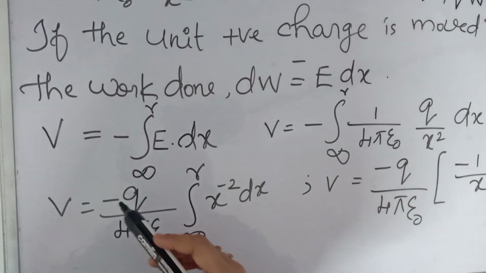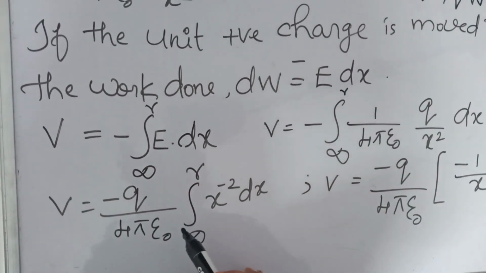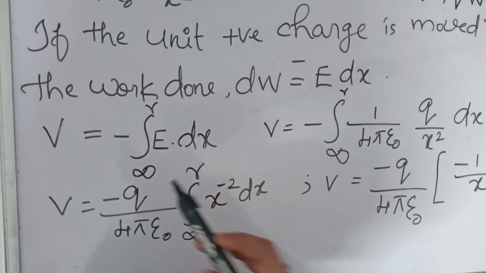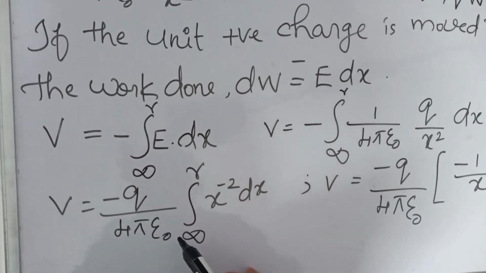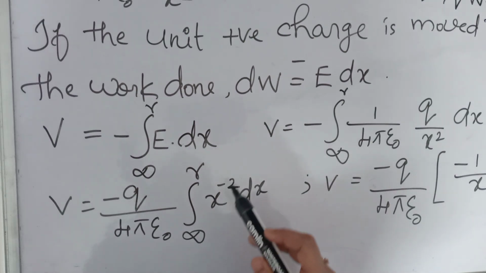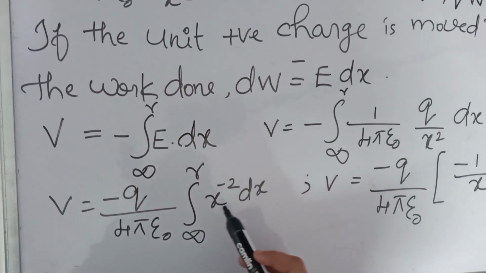Then V will be equal to എങ്ങനെ എഴുതാം? Minus Q by 4 pi epsilon 0. Here Q is constant, then this is also a constant, right? So minus Q by 4 pi epsilon 0 integral infinity to R x raised to minus 2 dx. So only x raised to minus 2 we have to integrate.